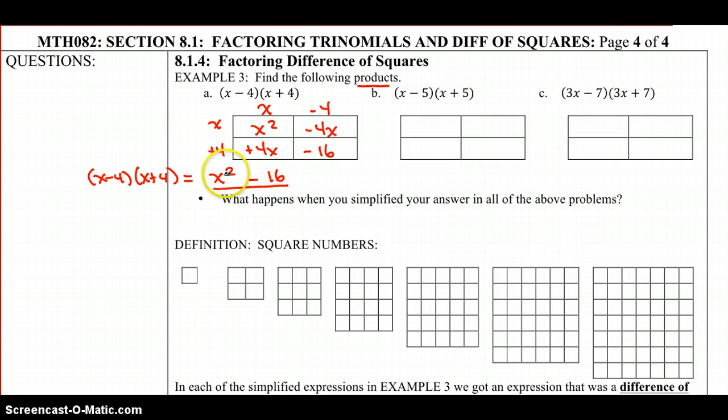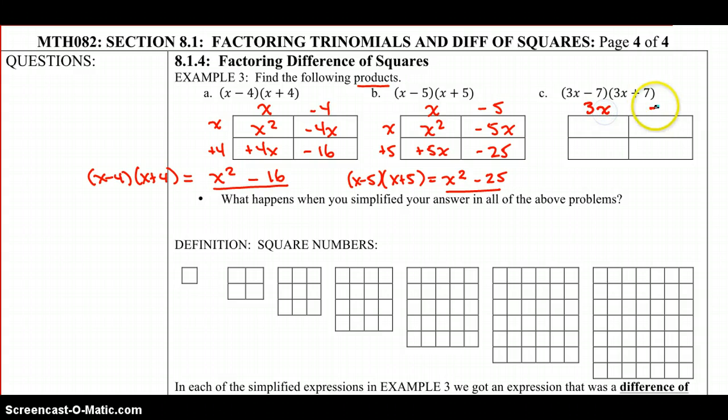minus 16. Now remember, in a quadratic expression, it's necessary that we have an x squared term, but x terms and constant terms are optional, so it's okay that there is no x term here. So x minus 5 times x plus 5, x squared, negative 5x plus 5x, 25. And again, if we collect like terms, we get an x squared, and again, we have positive 5x and a negative 5x, so we're going to get 0 x's, so 0 times x is 0, and minus 25. Okay, so x minus 5 times the quantity x plus 5 is equivalent to x squared minus 25.